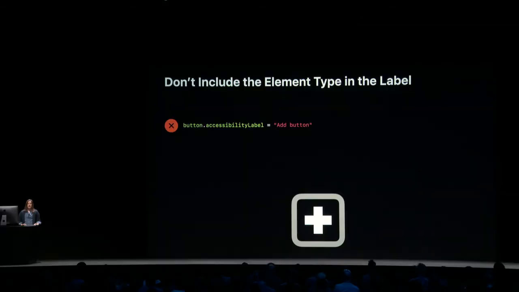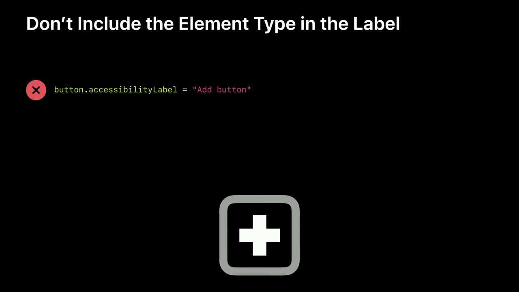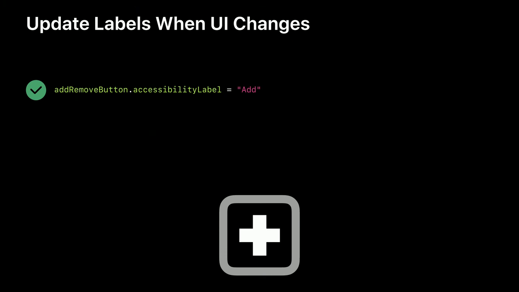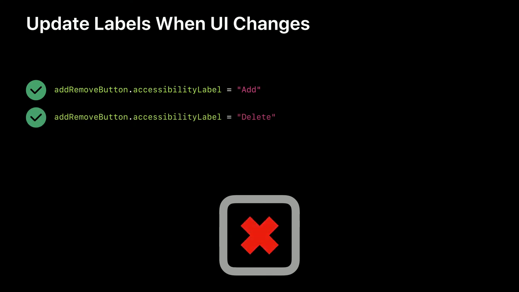VoiceOver knows what the element in your app is based on the element type. So it's redundant to add text to your string like button or tab. And if you do, VoiceOver would read out the label like Add button, button. Hearing this, though, Add button, makes much more sense. Remember to update the label when the UI changes. So if you have an add button that changes to a delete button, remember to update your UI so that VoiceOver will speak the correct state of the button.